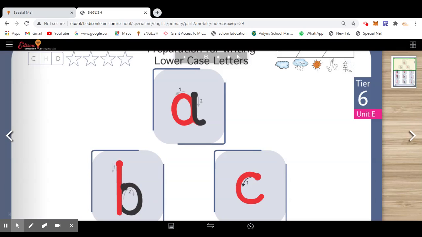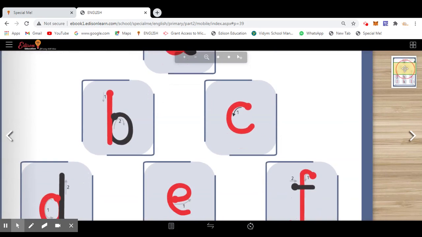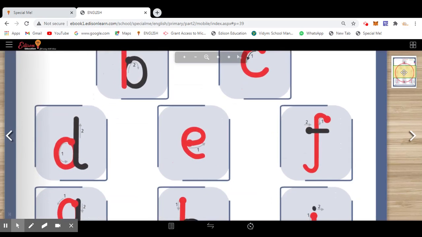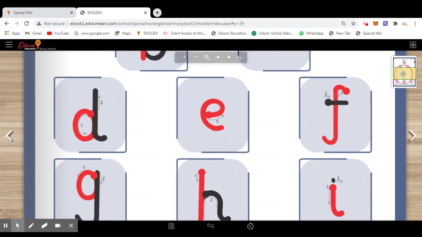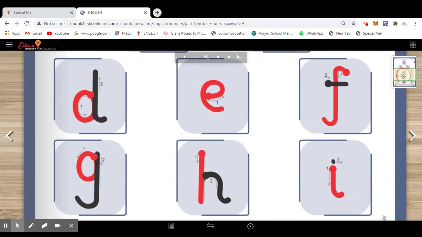So K is a phonic sound of letter C. C, K. So now to trace it, you have to simply make a single curve. Okay, so this is letter C, and K is a phonic sound of letter C. Now look at here, which letter is this? This is letter D.